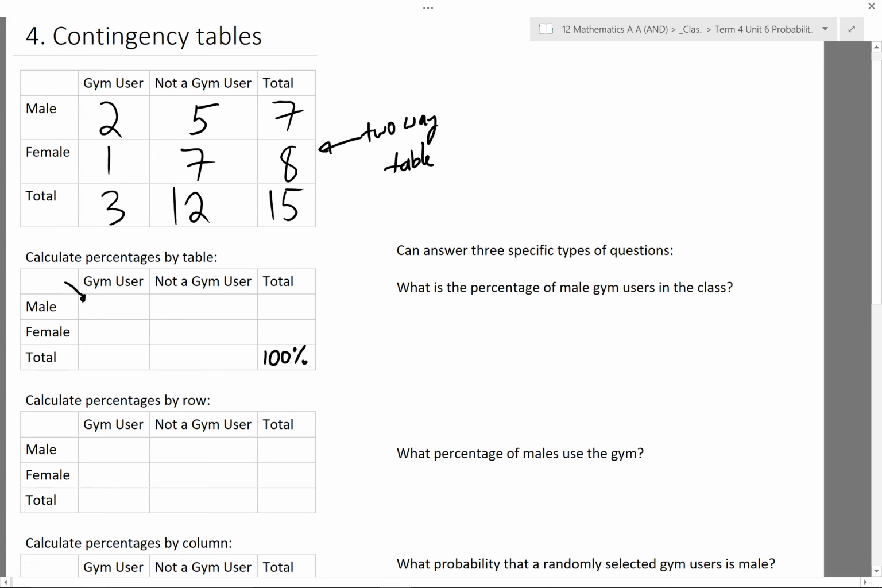of the total. So the percentage of male gym users in the class was 2 on 15, converted into a percentage, so 13.33%. And then I'll go ahead and do that for every other cell in the table.